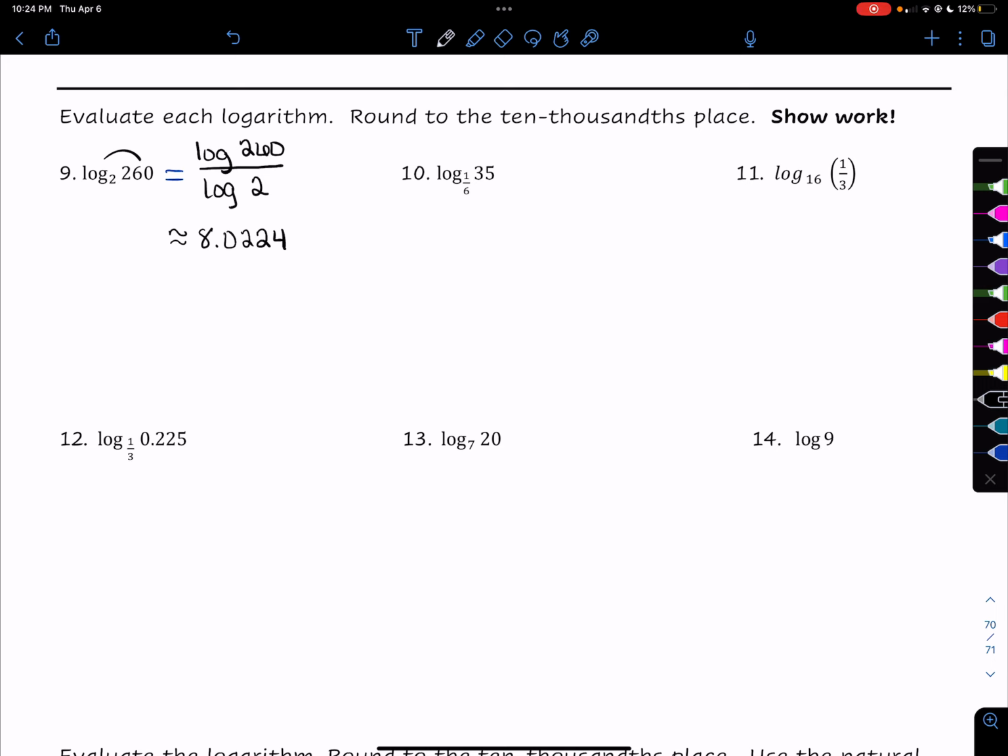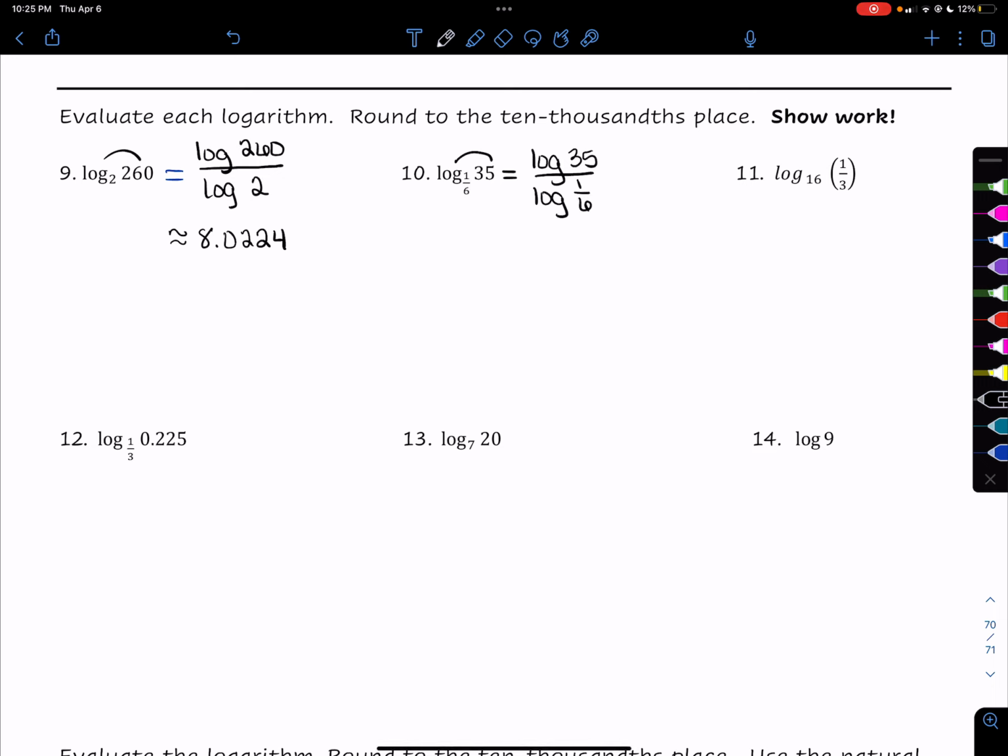Okay. All right, on number 10, 1/6 to what power will give me 35? And there isn't one. If that was 36, that would work. Okay. Now, I also know since one's a fraction and one's a whole number, this answer is going to be negative. So using change of base, I'm going to have log of 35 divided by log of 1/6.